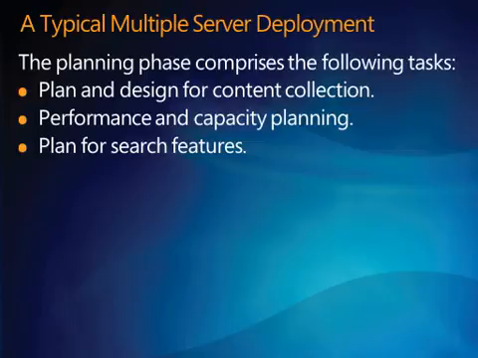Performance and capacity planning. Consider factors that affect sizing and scaling, such as content volumes, freshness requirements, and features that may affect performance. The output of this planning phase will be the initial multiple server architecture for the system.